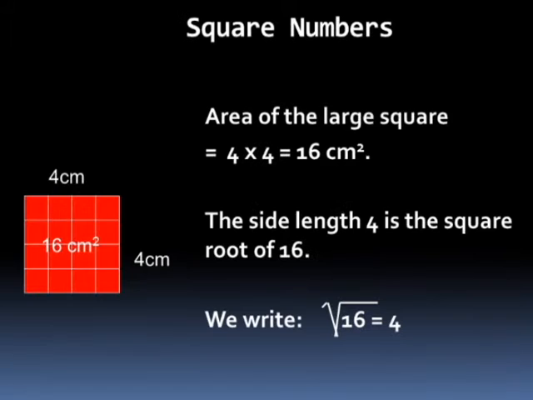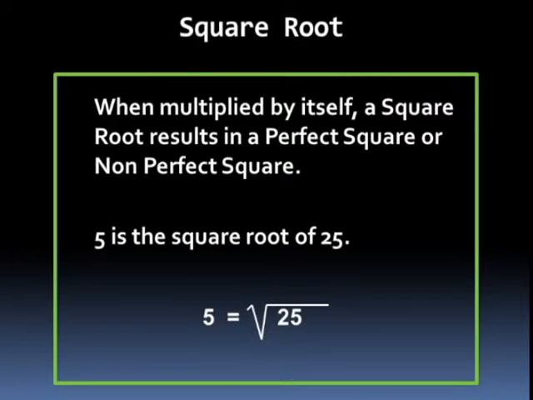Let's talk about squares and square roots. Look at the diagram that I have shown you. 16 cm squared. The length is 4 cm and the width is 4 cm. So the area of the large square is 16 cm squared. The side length 4 is the square root of 16. We write the square root of 16 equals 4. And this is what you will notice: when a square root is multiplied by itself, it results in a perfect square. So 5 is the square root of 25.